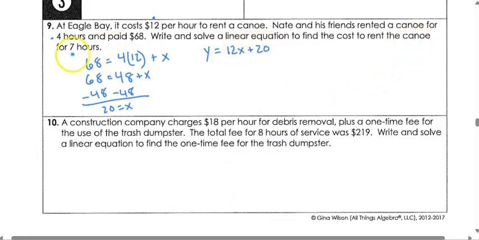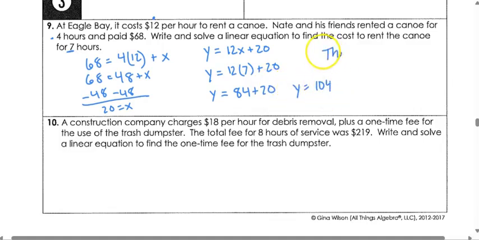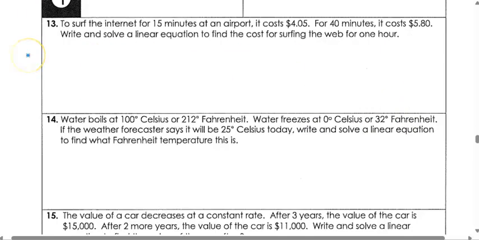So if I want to rent the canoe for 7 hours, now I can put that 7 in for the hours and figure out the total cost. All right, so 12 times 7 is going to be $84, plus 20 means it's going to cost me $104. So in words, the cost for 7 hours is $104.